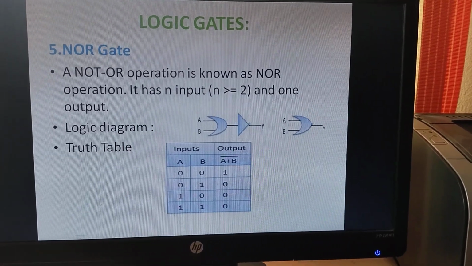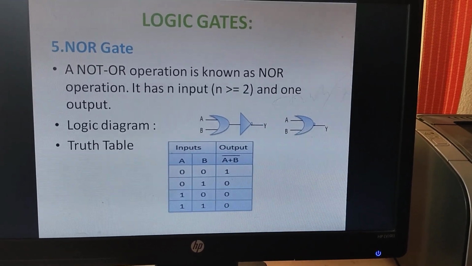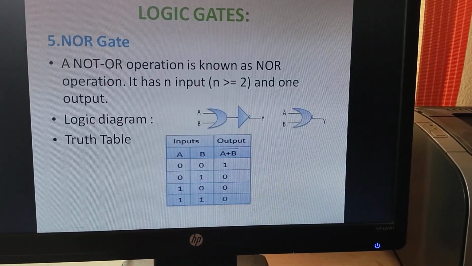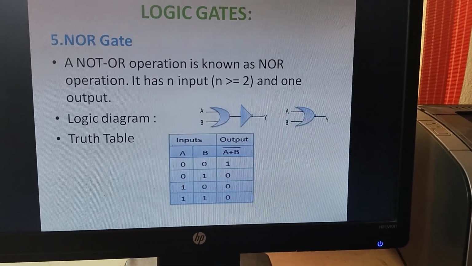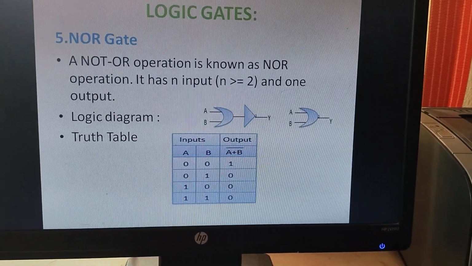It is also the same for the inputs: N number of inputs, only one output. Here is the logic diagram: the first one is the OR gate, the next one is a NOT gate. This is the logic diagram for the NOR gate. It is also the same as the output table.